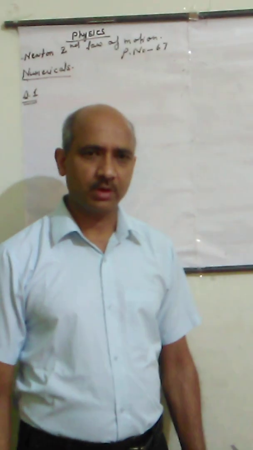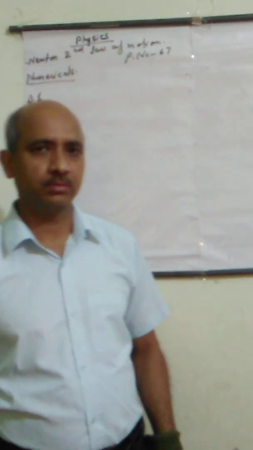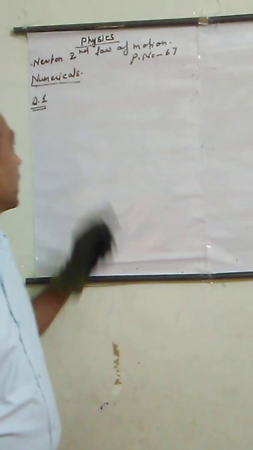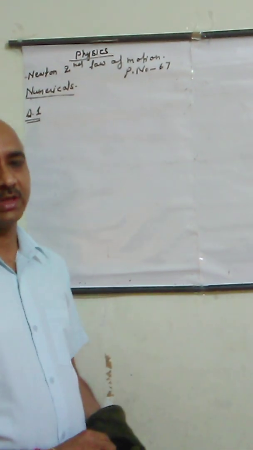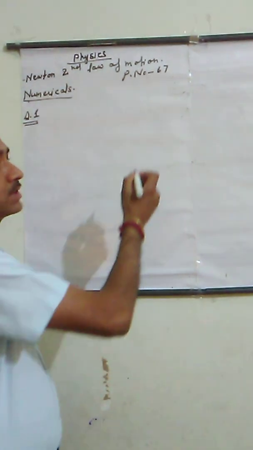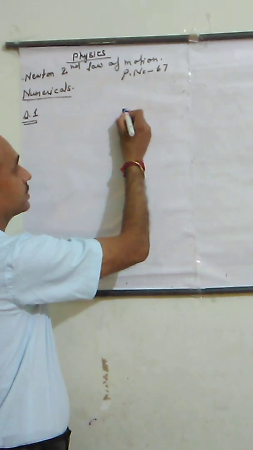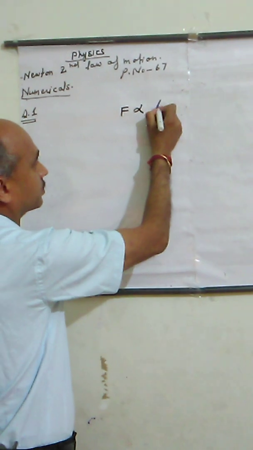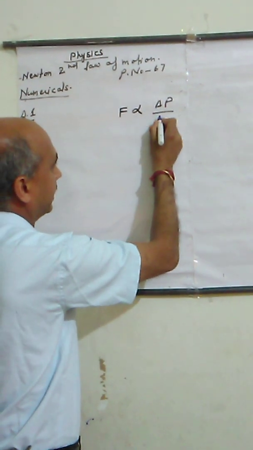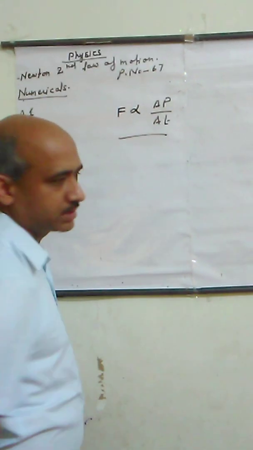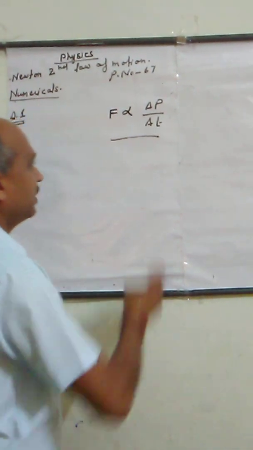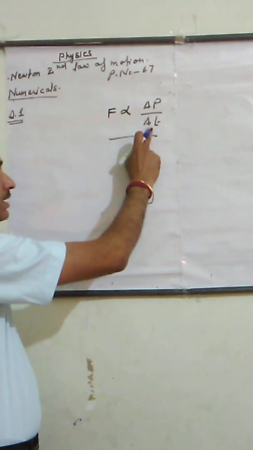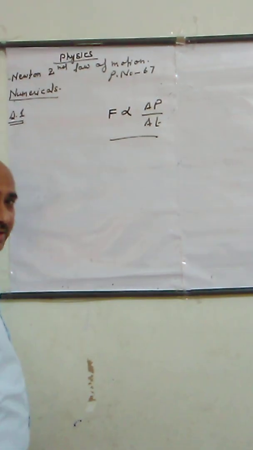Okay, hello everyone. Today we are starting with the numericals from Newton's second law of motion. I think the second law is clear to you. According to the second law, force is directly proportional to del P by del T. It means that force is directly proportional to the rate of change of momentum, and if we increase or decrease the time, then the force will increase or decrease accordingly.